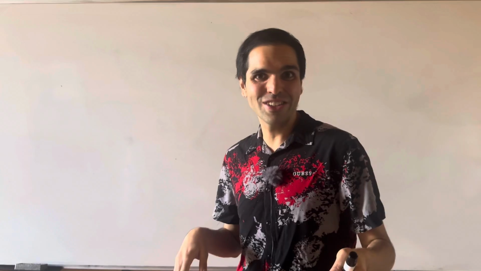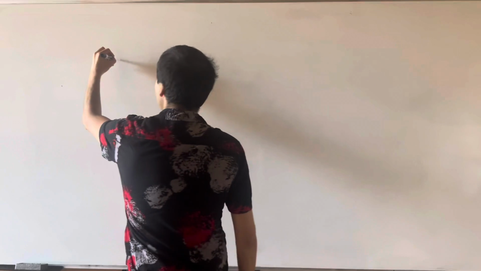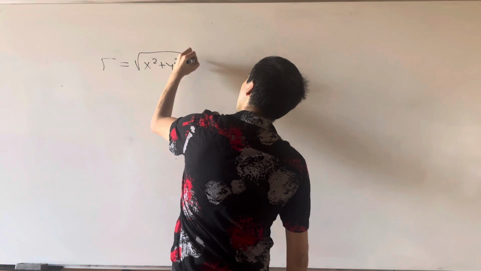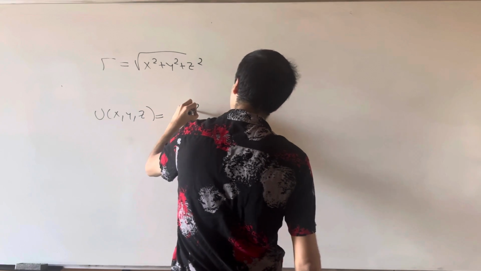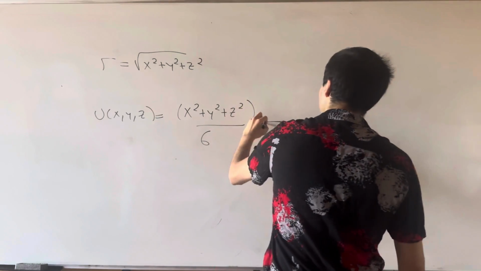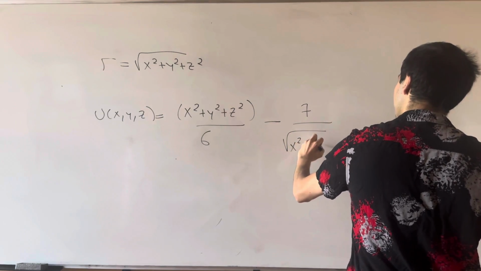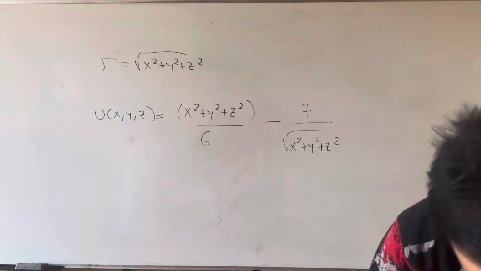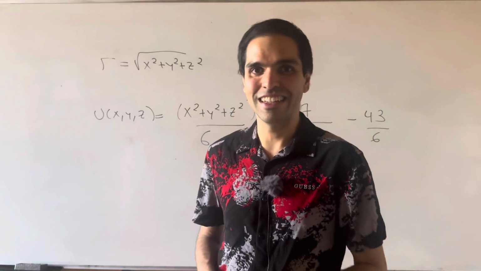And of course, I forgot to mention, don't forget to write your final answer in terms of x and y. So here, using r is square root of x squared plus y squared plus z squared, we then get u of x, y, z is, I believe, x squared plus y squared plus z squared over 6, and then minus 7 over square root of x squared plus y squared plus z squared. And then I believe minus 43 over 6. That would be the perfect answer in this case.